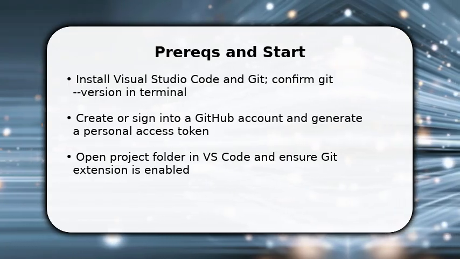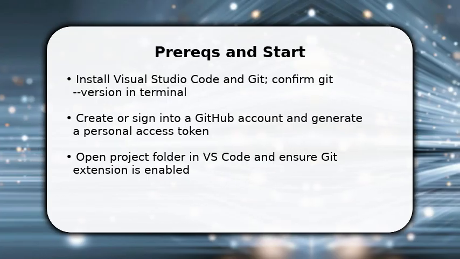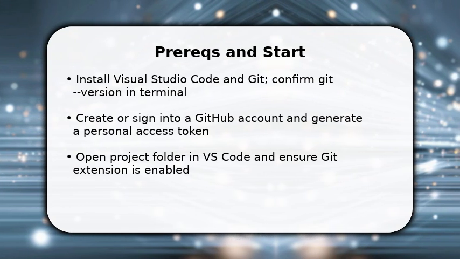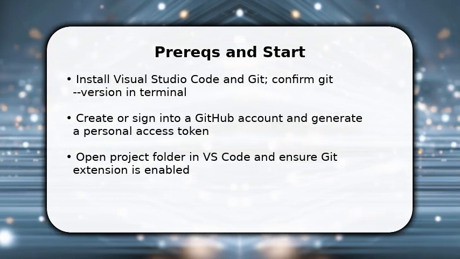Once done, open the integrated terminal and run Git in it if needed, then git remote add origin repo URL to link a local repo to GitHub. Make sure VS Code's Git extension is active so you can continue visually.